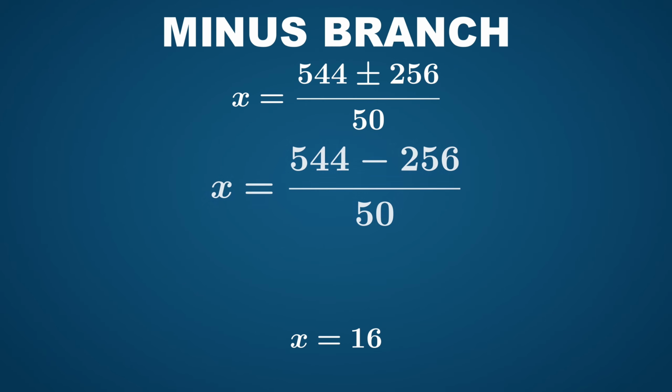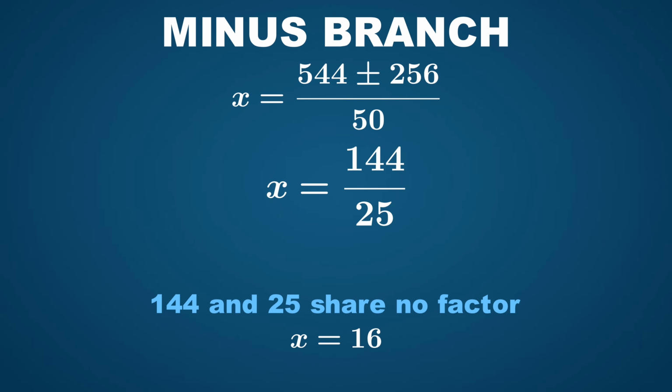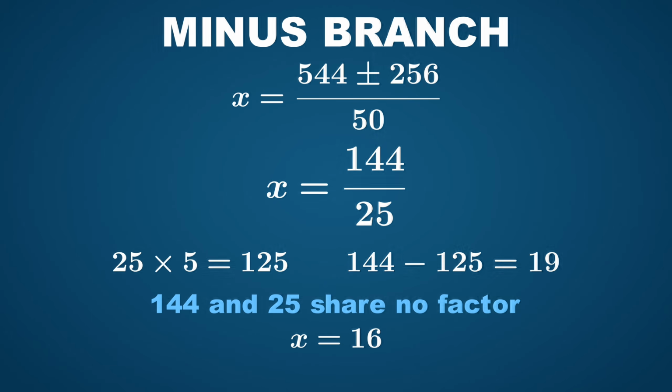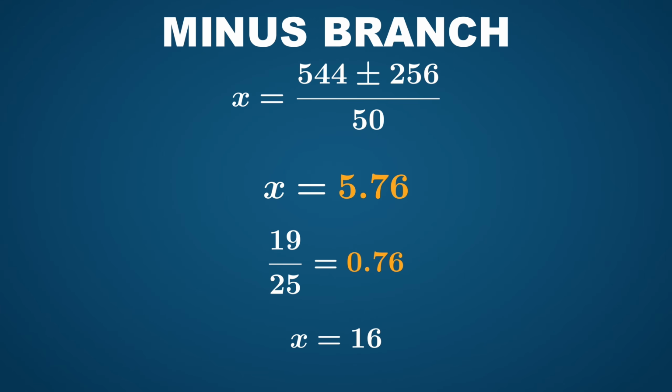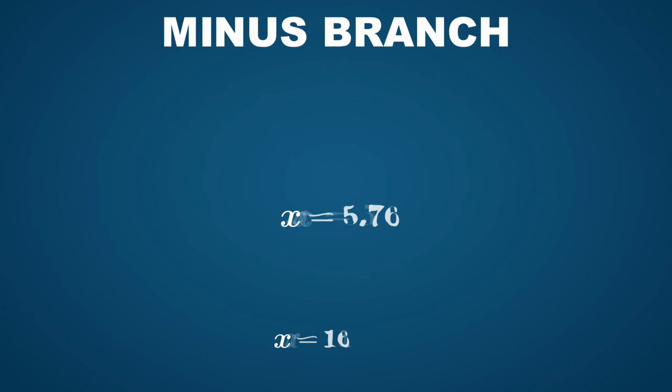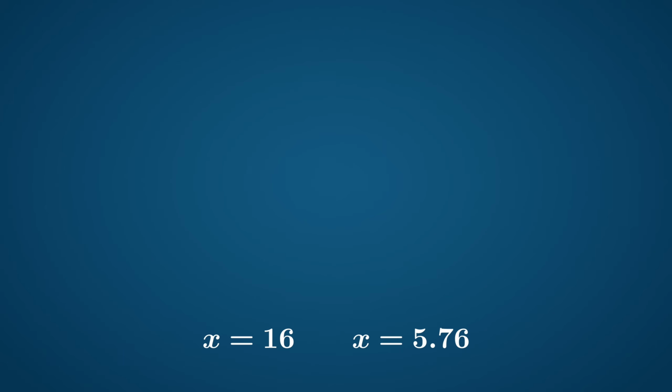Now the minus branch, which is 544 minus 256 on top. That subtraction gives 288, again sitting over 50. Dividing top and bottom by 2 turns it into 144 over 25. Nothing divides further, since 144 and 25 share no factor. 25 goes into 144 5 times, with 19 left over. And 19 over 25 is 0.76, so the decimal is 5.76. So the second candidate from the formula is x equals 5.76. The quadratic offers two candidates, 16 and 5.76. So the formula stage is finished, with two values in hand.